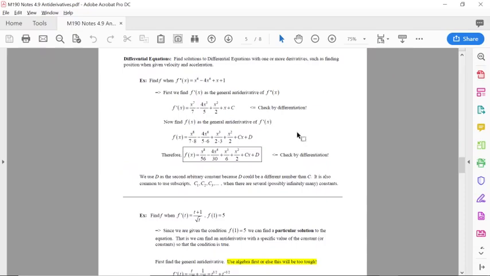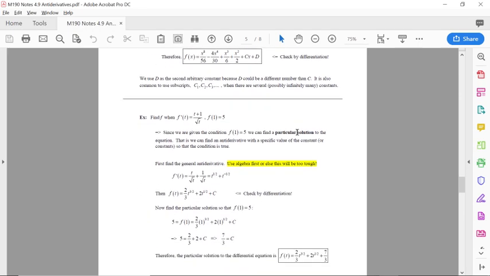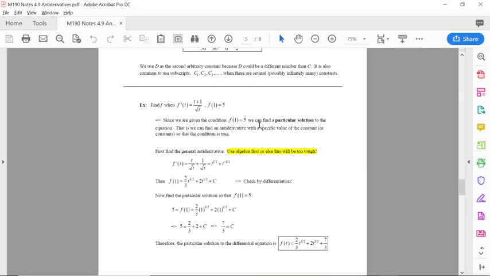Okay, so now back to the notes. Finding a particular solution: when f prime is equal to t plus 1 over root t, can we find a function f such that the derivative of f would be t plus 1 over root t, and such that f of 1 would equal 5? That f of 1 equals 5 is a given condition that has to be true, and that's going to help us find the constant.